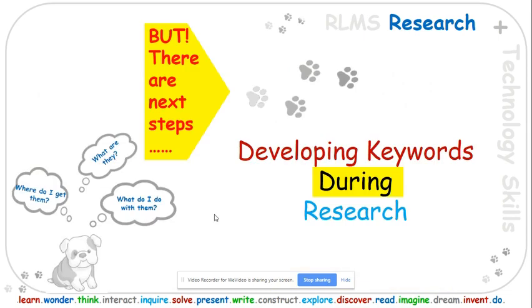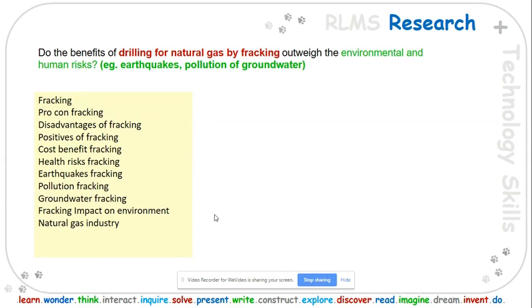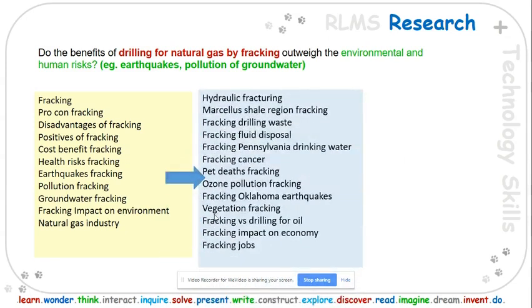But there are other steps. As you continue your research, you're going to add to your keyword list. Let's say you did search fracking and you have this initial list of keywords that is getting you really good information. But you start to find out that fracking, the real word, is hydraulic fracturing. Maybe if you put that into a search engine, you get different information. You might find out that the Marcellus Shale region is a region where a lot of fracking happens, and you might want to put that phrase in with the word fracking to get information about the region, problems that region is having, things like that.